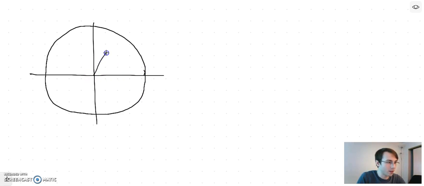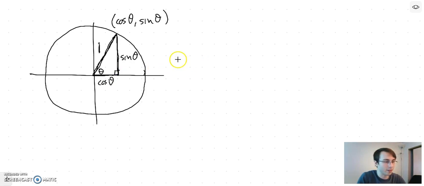If we go an angle theta here, then we've got a triangle here. This is the unit circle, so the radius is just 1. That's the hypotenuse of the triangle. The point is cos theta, sine theta. So this side is sine theta and this side is cos theta.